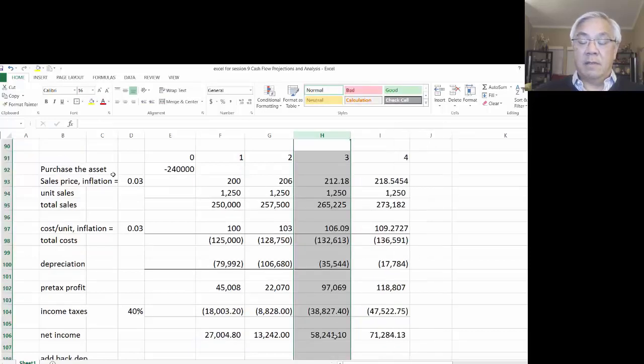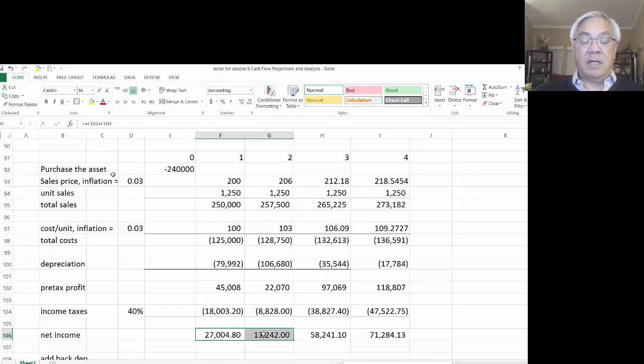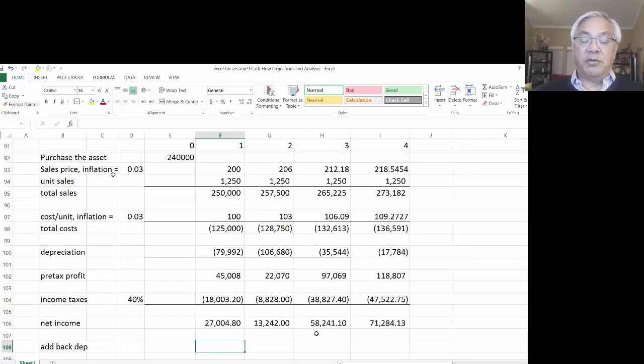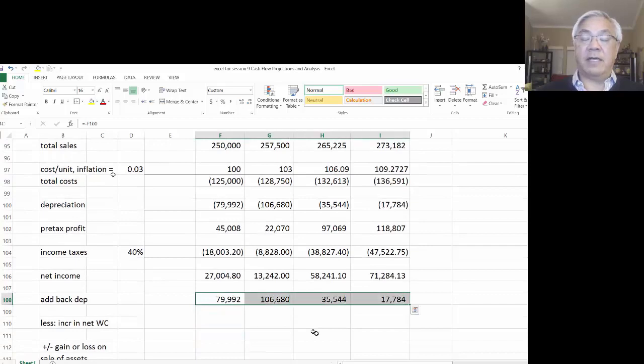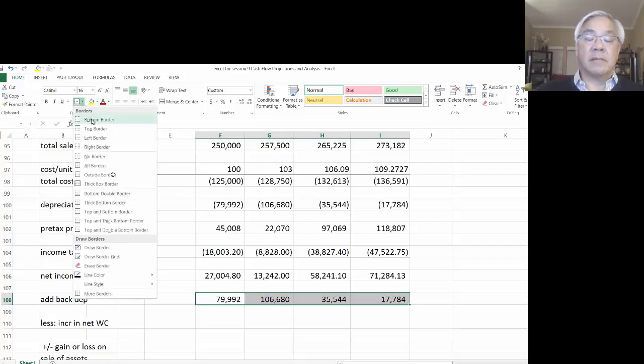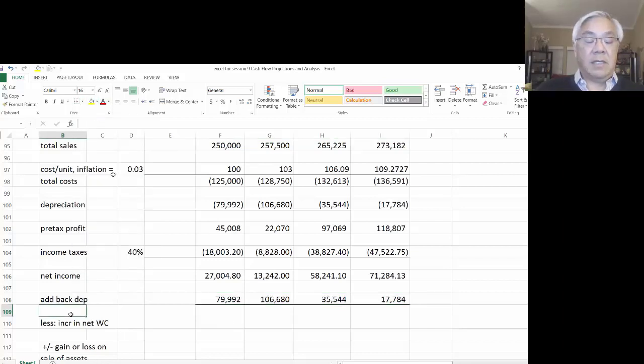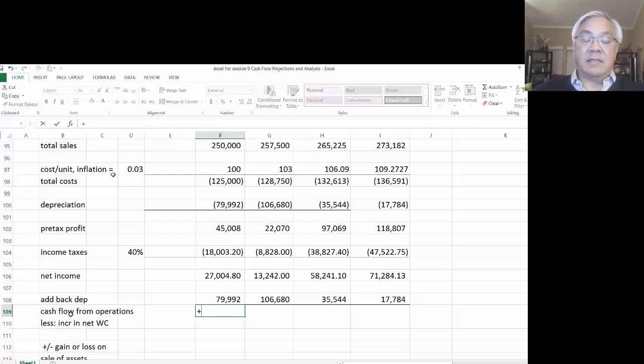However, depreciation is a non-cash item, so we add back depreciation. And we could do a subtotal here, if we'd like. And this would be cash flow from operations. So that is net income plus the depreciation.